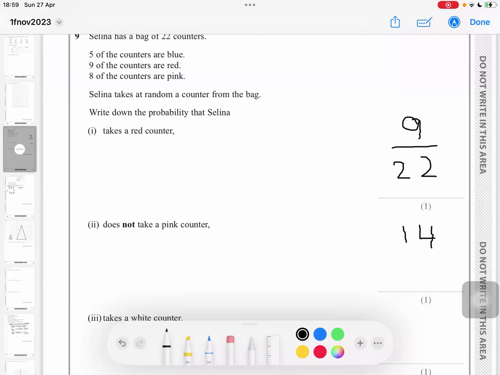Probability of picking a pink counter is going to be 8/22. But that's not what we need. We need the probability of not picking a pink counter. That is simply 1 minus the probability of picking a pink counter, so 1 minus 8/22. Can you quickly tell me how I'm going to resolve that without writing it down? 1 minus 8/22. Do you remember the trick?